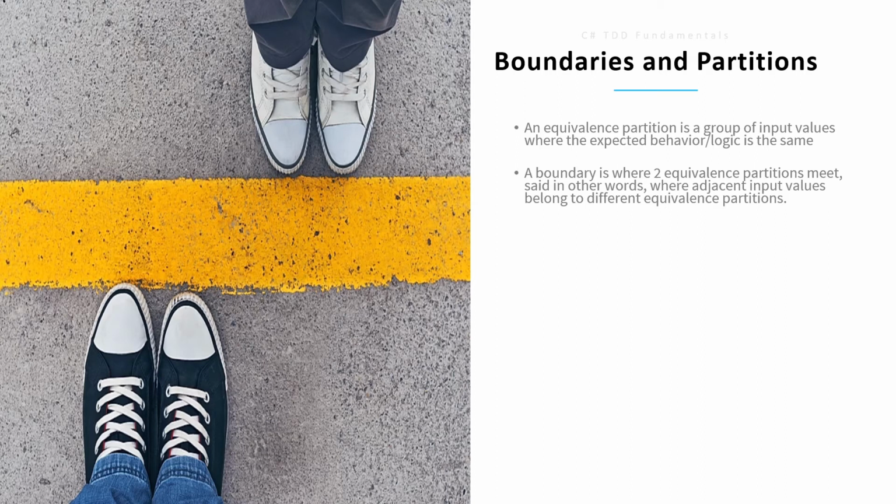A boundary is where those two partitions meet. It's basically where adjacent input values belong to different partitions. On one side, I get one behavior, and literally the next value up on the other side, I get a different behavior. It's a way of knowing that when I transition, there's going to be a change in behavior, so I have to be aware of that information to ensure that I'm accurately exercising the intended logic of the system.